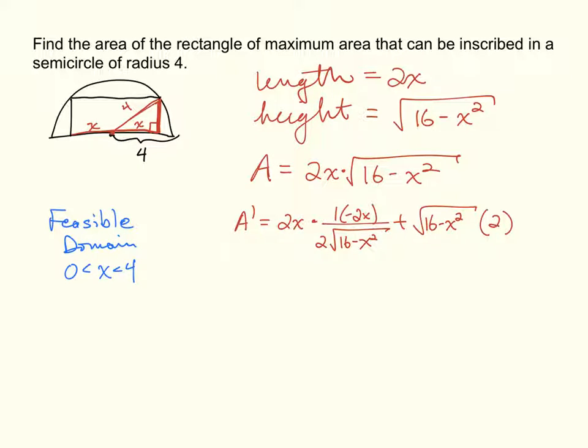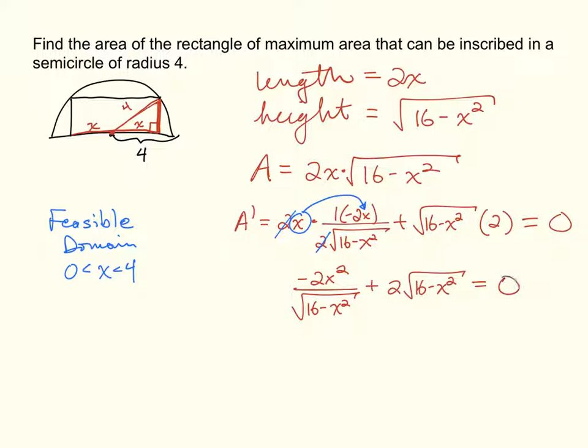Now that we have this information, we can set this derivative equal to 0 and solve for x. Before I do any solving, I want to do some simplifying within each term. I can see over here that this 2 and this 2 will reduce away, and that I can multiply this x times this x to get a new term of negative 2x squared over the square root of 16 minus x squared, plus 2 times the square root of 16 minus x squared equals 0. And to make things even better, I can multiply the first term by 1/2, the second term by 1/2, and the right side by 1/2 as well. That gets rid of these 2's, and 0 times 1/2 is still 0.